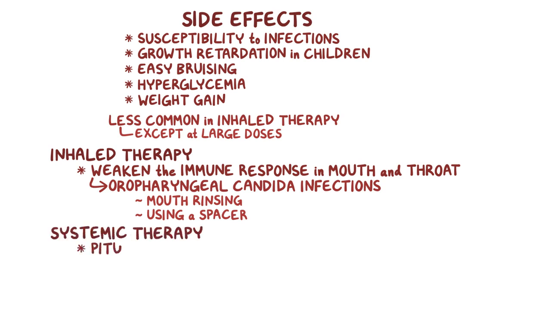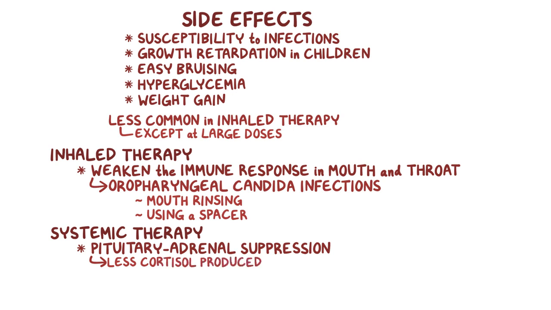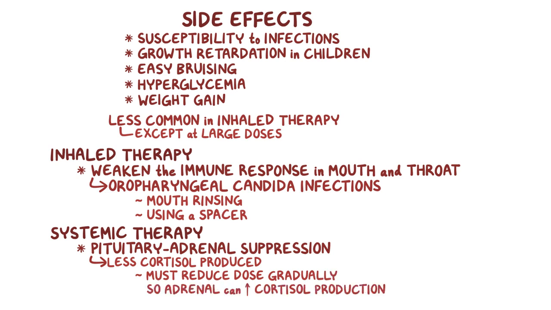Systemic therapy could cause pituitary adrenal suppression, where less cortisol is produced. So when it's time to stop treatment, it's important to reduce the dose gradually to give the adrenal gland time to ramp up cortisol production.